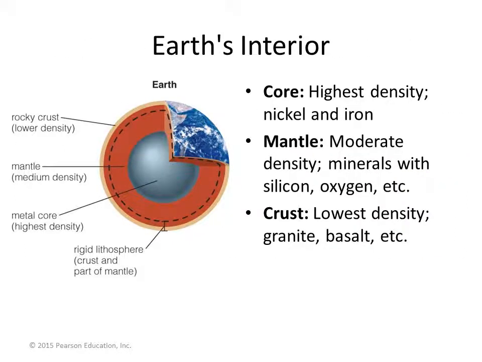So going back to Earth's interior, we have a thick, very dense nickel and iron core. That's the highest density material. The mantle, which is considered medium density, but still has some fairly dense minerals. Lots of, as they're called, silicates, minerals that contain silicon and oxygen. And then finally the crust, which has the lowest density material. Granite and basalt are two good examples of what the crustal rock is made out of, at least the original crust rock.